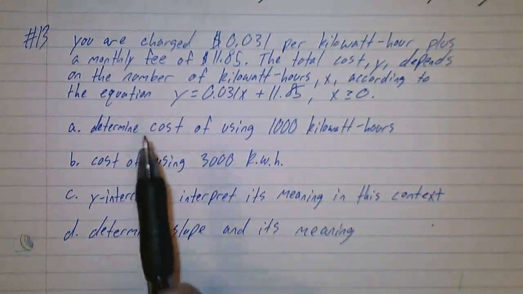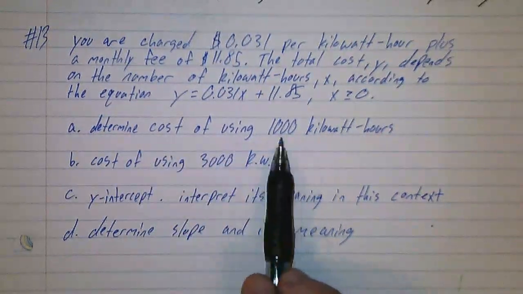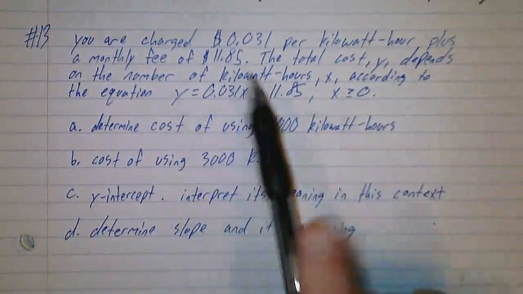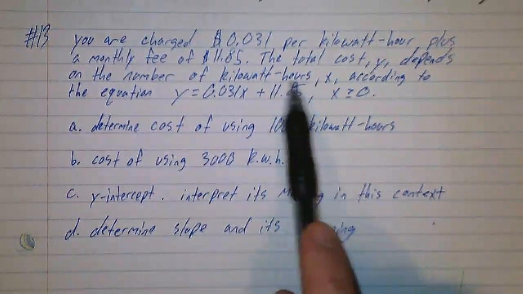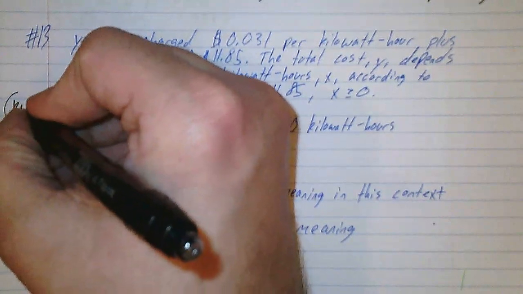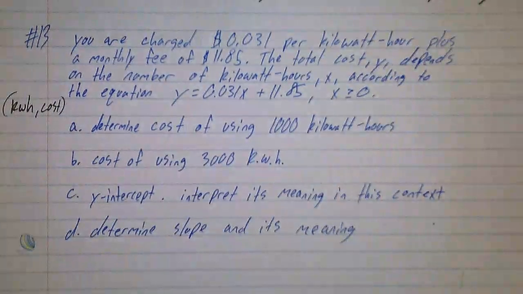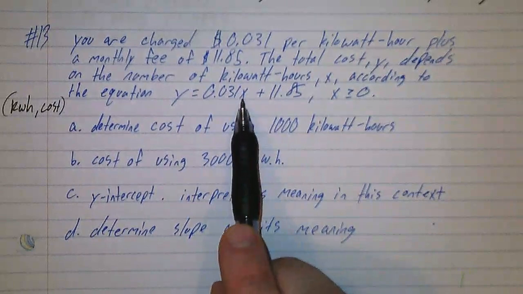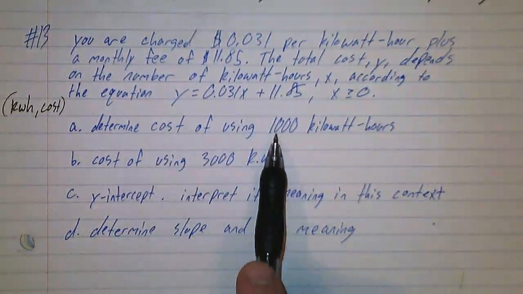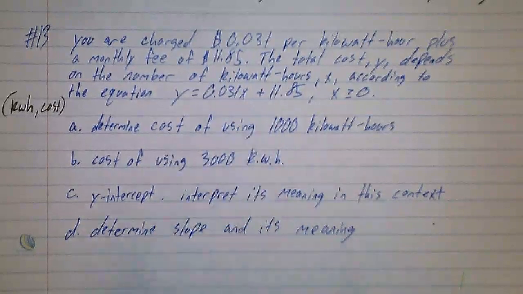So the first part of this is pretty straightforward. Determine the cost of using 1,000 kilowatt hours. If you notice, it tells you what the ordered pairs are in the question. Kilowatt hours is x, cost is y. So we're looking at, I'll abbreviate, kilowatt hours for the x and cost for the y. So that means if it tells us to find the cost of using 1,000 kilowatt hours, we just replace x with 1,000.